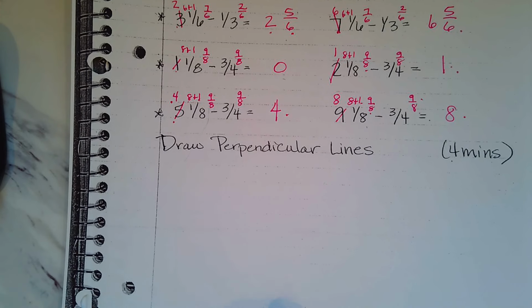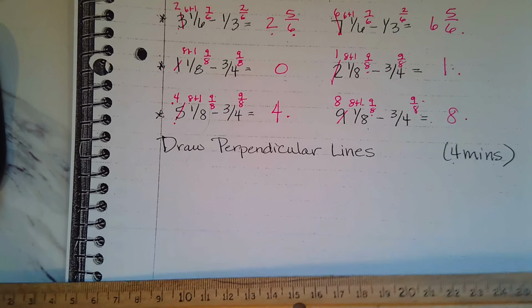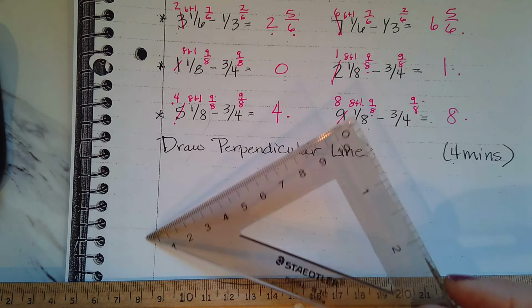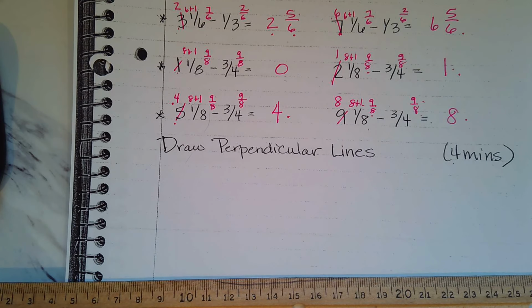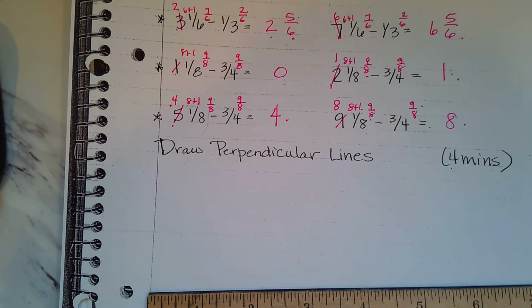All right, moving to perpendicular lines. If you have a ruler handy or a set square, you can get that out. We're just going to draw some lines, draw some perpendicular lines. So we are going to start out with a perpendicular line that is about 4 inches long.